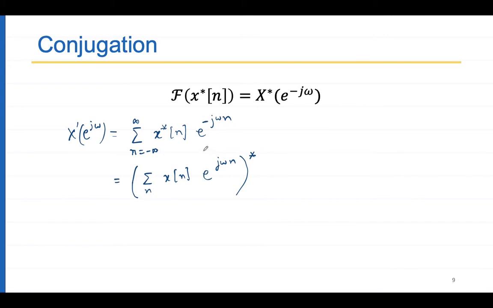And now you know how to represent this in terms of X(e^{jω}): this term has to be replaced with minus omega, and this becomes X(e^{-jω}) whole conjugate. That's what we had to prove.